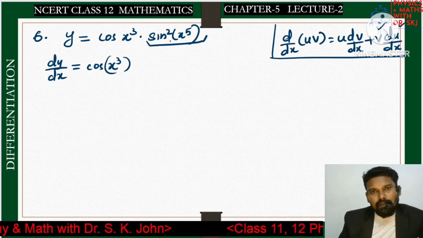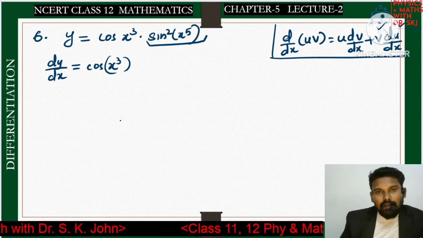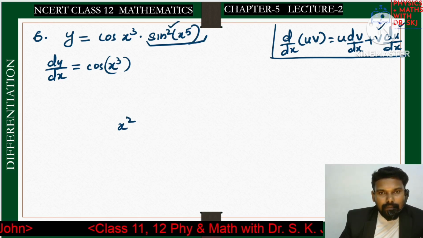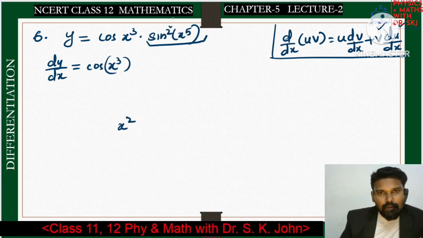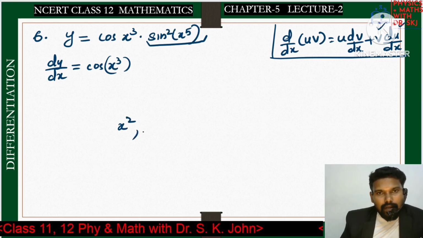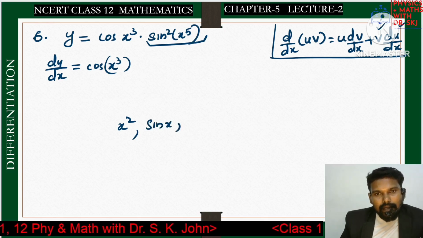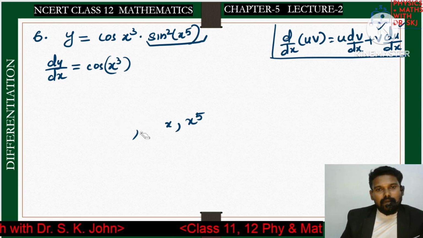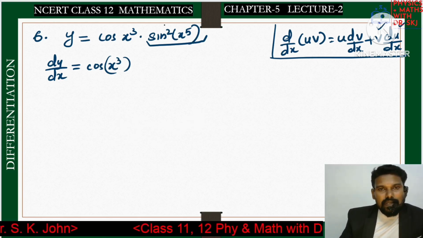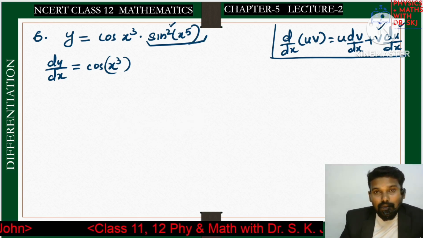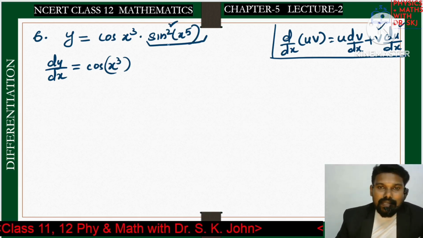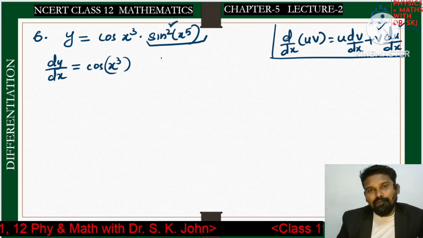This is a composite function. This is a composition of three functions. The x square, sine x, and x raised to 5. The composite of all these functions is this. So first I have to differentiate the square term.